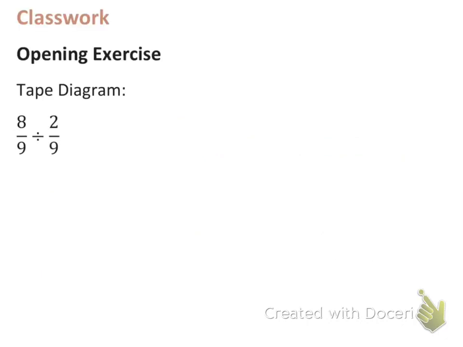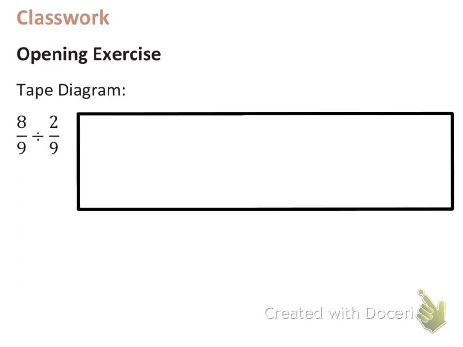But we always start with an opening exercise, so go ahead and stop here. Complete this division problem using a tape diagram, and then come back when you're ready. So I have 8/9 divided by 2/9, and the first thing I look at is the denominators. 8/9 and 2/9 both have the denominator of 9. So since they are like denominators, I can move on.